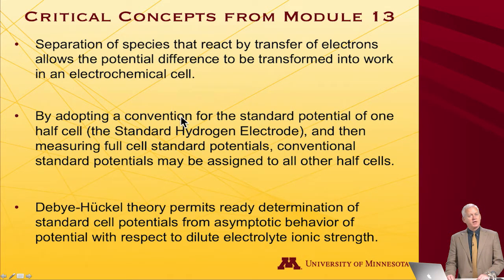And by adopting a convention for the standard potential of a half cell, and the whole world's community chooses the standard hydrogen electrode as the cell to be chosen, then measuring full cell potentials lets you relate all other half cells back to the conventional half cell, which in the case of the standard hydrogen electrode is defined to have a cell potential of 0.